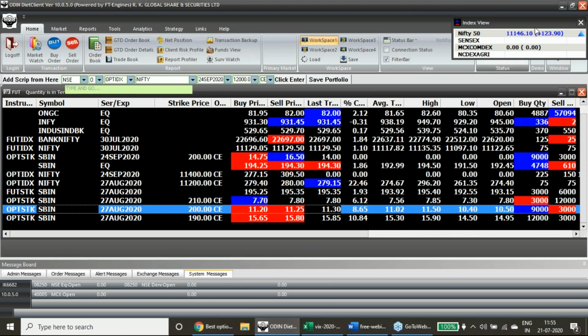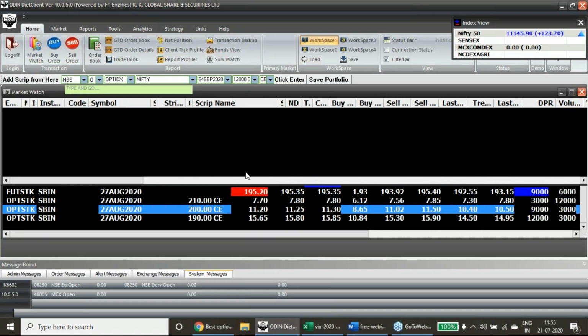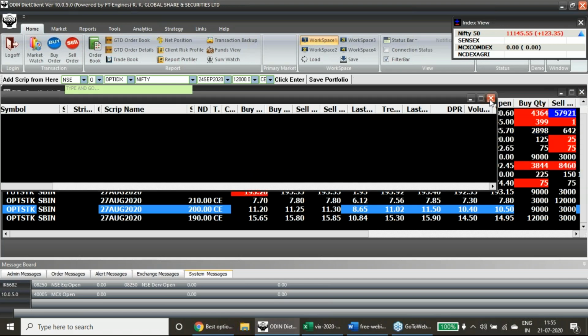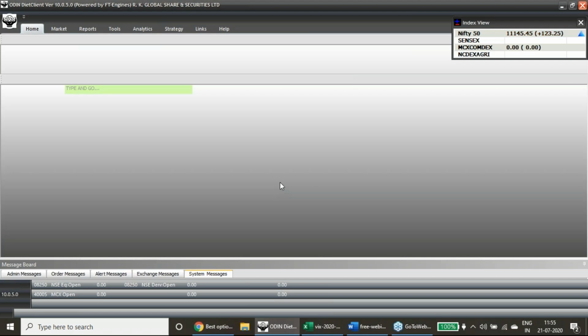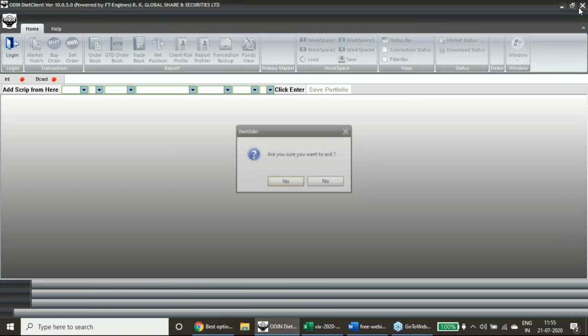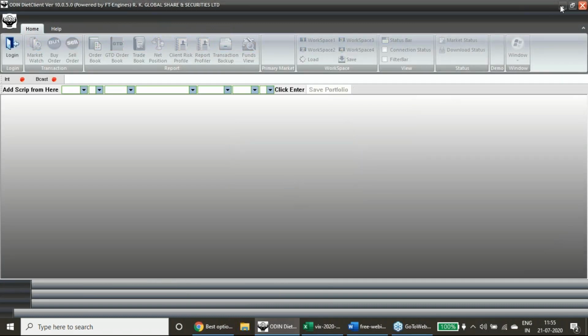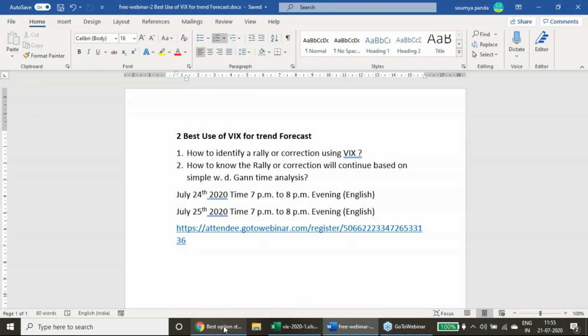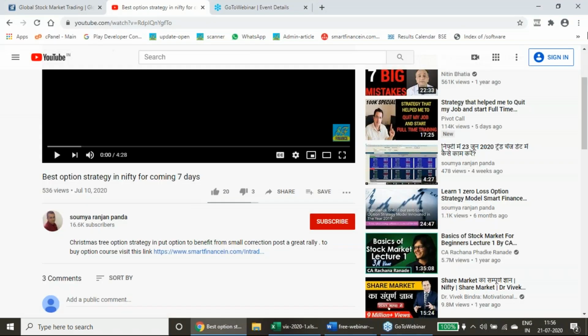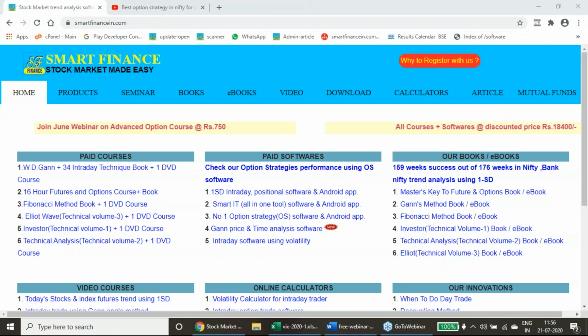So as you know, Smart Finance is the only company that has extensively used volatility in trend forecast. In trend forecast, we have utilized volatility to its maximum extent. You talk about our one standard deviation software, or any of our software, all our software uses the real-time volatility concept. And this VIX is nothing but your volatility index.